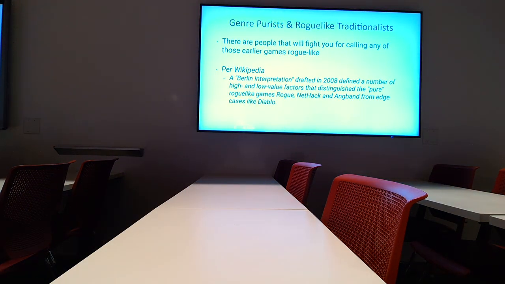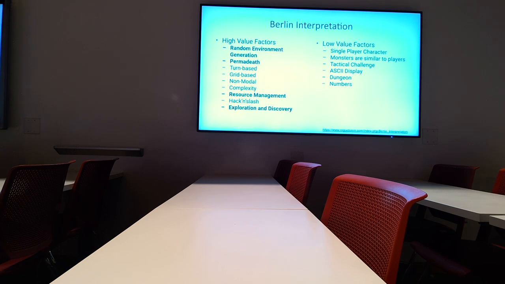And so there are genre purists and roguelike traditionalists that will fight you for calling any of the games we just mentioned roguelike. So much that they have this thing called the Berlin Interpretation, drafted in 2008, that defines a number of criteria that make something roguelike and something that's not. So, these are the high value factors, and we see some of them in the examples that we showed earlier. Random environment generation, permadeath, resource management, exploration, and discovery. But you can also notice a lot of things that we don't really care for. Turn-based, grid-based, non-modal, etc. And then there's also the low value factor, which we definitely don't care for nowadays, ASCII display. How many games are we playing that's ASCII retro play?